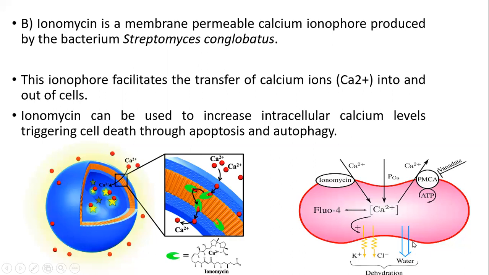Okay, now look over here in this case. What is happening? The calcium is there. Ionomycin was taken, and what happened to the calcium? A lot of it came into the RBC. Now when you have a larger amount of calcium, it results in a disbalance. K plus, Cl minus, and water will result in dehydration. So it is killing the cell.